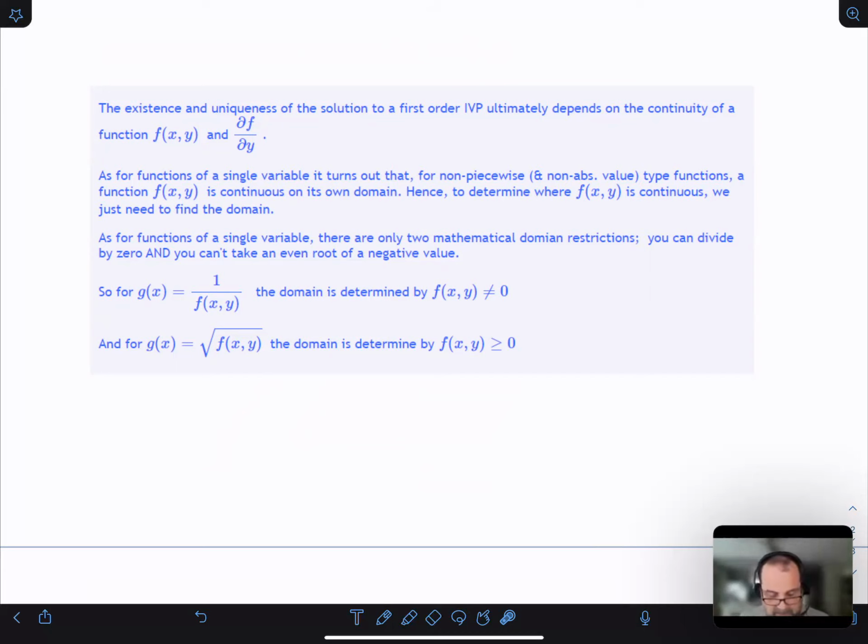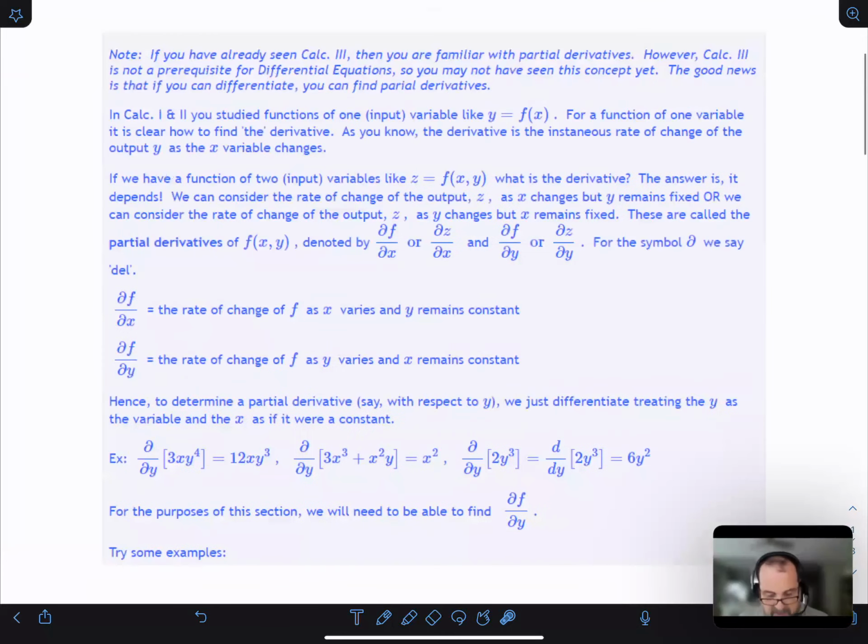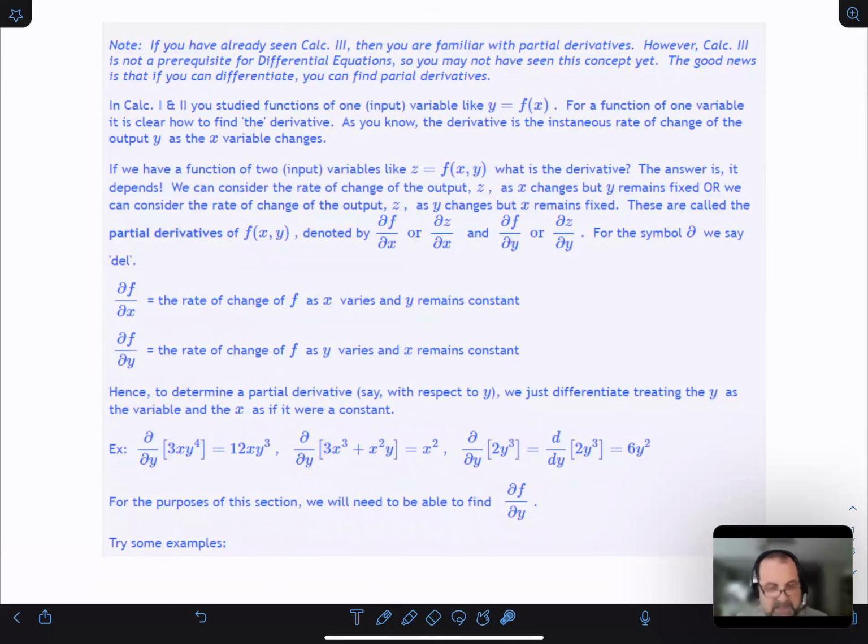All right, so then briefly, let me go back to some of the other little topics we need to talk about, and that is partial differentiation. If you have already seen Calc 3, then you should be familiar with partial derivatives. Calc 3 is actually not a prerequisite for our course, so you might not have seen this yet. It's not very difficult, but again, a little bit of Calc 3 knowledge is worth reviewing here.